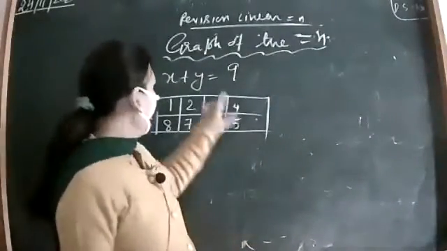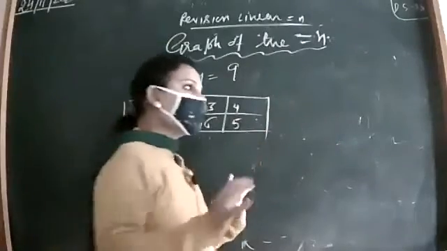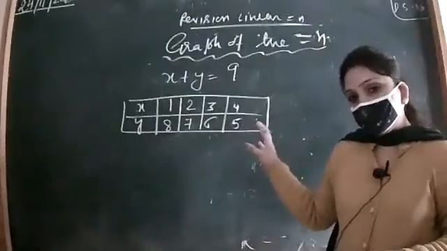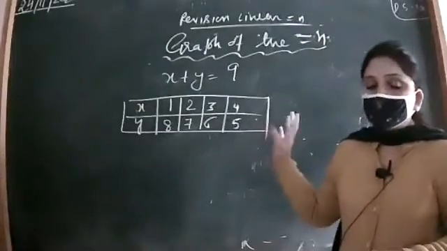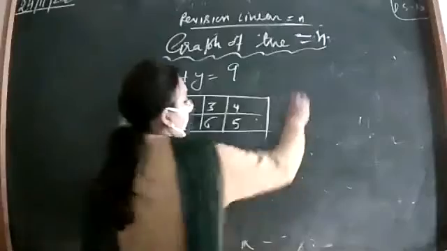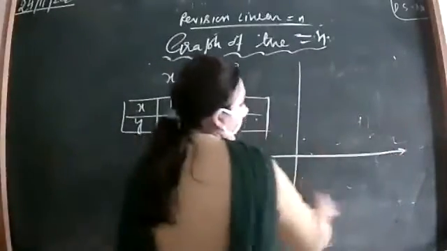Others show the calculations as well, where they show the calculation of what value is put for x and what y comes out. It hardly matters if you skip the calculation part. But the table must be made, you definitely have to make the table. So let us plot these points to get the graphical representation of the linear equation.